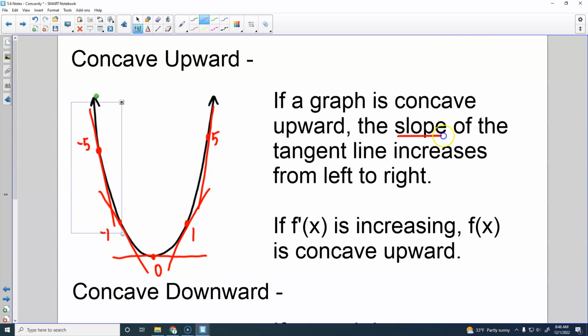So the slope of the tangent line, what do we use to represent the slope of the tangent line? That's the first derivative, right? The slope of the tangent line is f prime. So if f prime is increasing, f has to be concave upward. Okay?